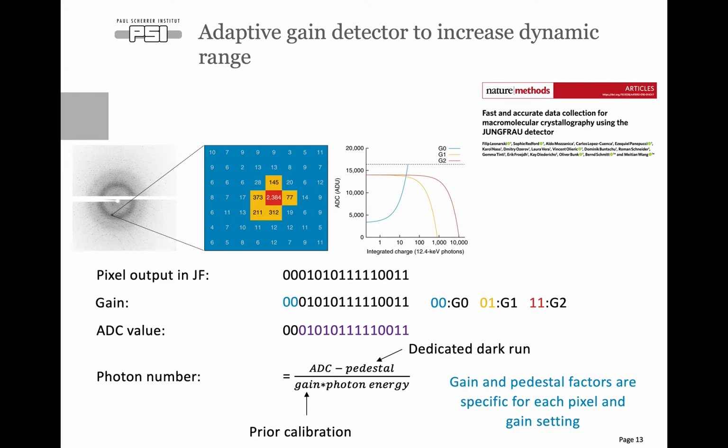This results in actually a very high number of constants, because for every pixel, and we can have detectors with millions of pixels, we will need to store 6 constants and load them during conversion. So 3 pedestals for G0, G1, and G2, and 3 gain factors for G0, G1, and G2.